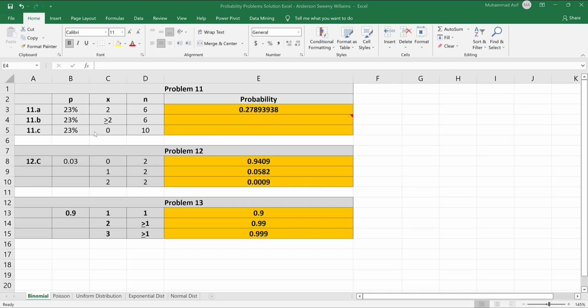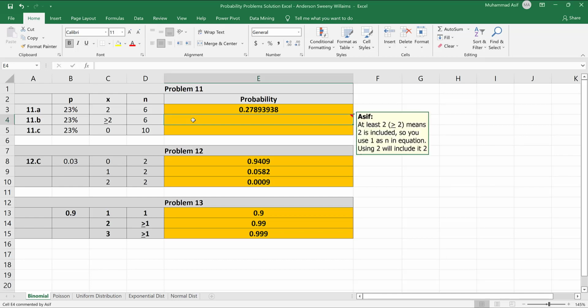To solve this problem, we know that the total probability is 100% or 1. So what we will do is calculate the cumulative probability of 0 and 1, and then subtract it from 1, that's the total probability, and that will give us the probability of 2 and above.